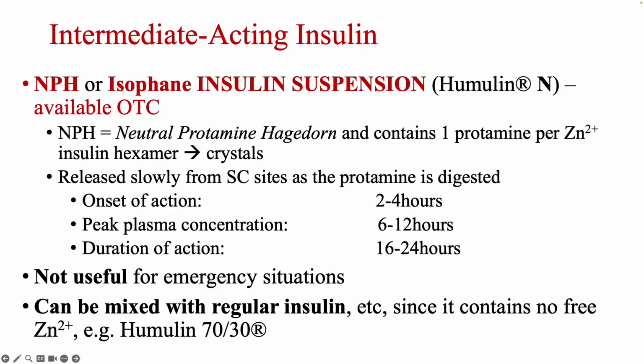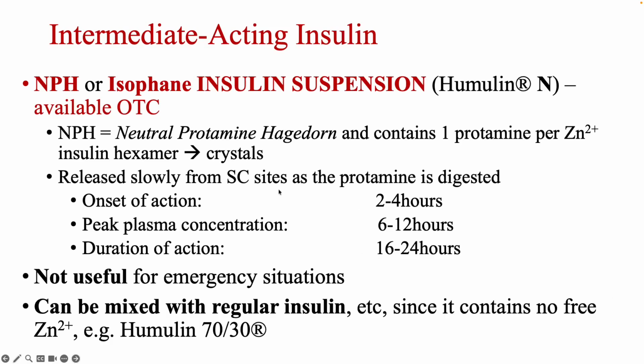This brings us to an older insulin, which is one of our intermediate acting insulins, known as NPH. This is another one of those that are available over the counter, so it's relatively cheap, and you don't have to see a doctor in order to get it, especially if you don't have insurance.